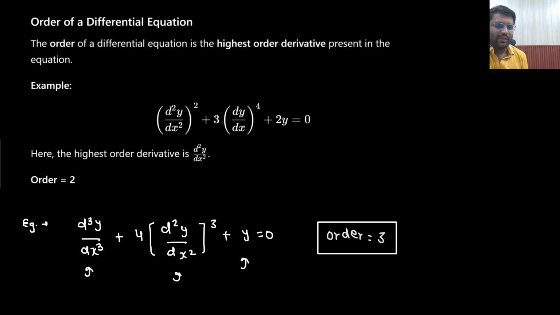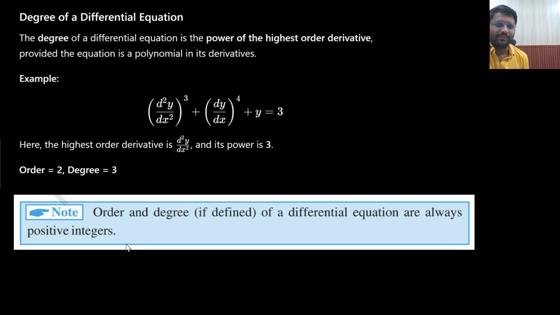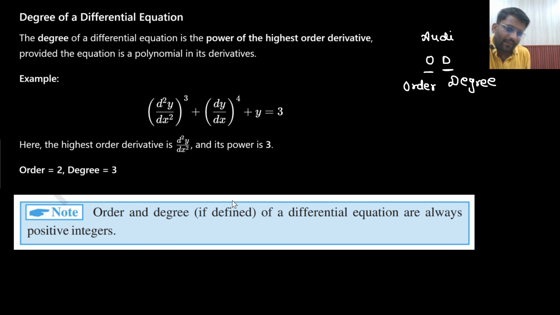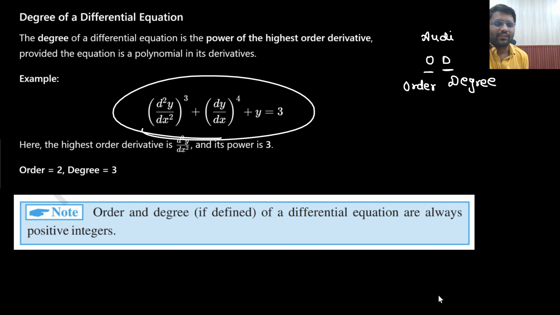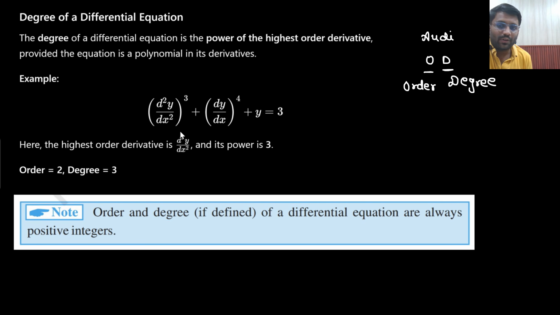Okay, let's talk about degree. What is the meaning of degree of a differential equation? Whenever you talk about degree, first you need to think of order. Remember OD, order before degree. If they are asking about degree, first you need to think of order. Let's say this equation is given and they are asking the degree of the differential equation. So first you need to think of the order. What is the order of this differential equation? It is differentiated twice, so the order is 2.